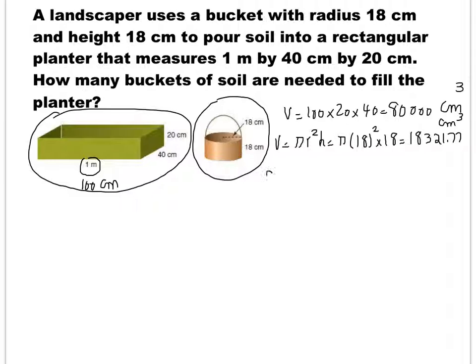So I'm going to divide 80,000 by 18,321.77, and this is going to approximately give me 4.4. So the answer is going to be about 4.4 buckets. So it's not exactly 5, it's something like 4.5. 4 buckets and a half to fill the box.